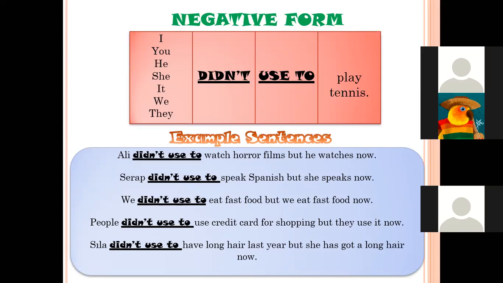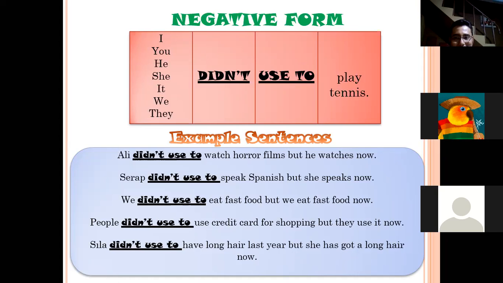Then we have Mary Viera, can you read number three? Hola, hola, no? All right, Mary, can you read number three, please? No? All right. Amy Elias, can you read the next one, number three? We didn't used to eat fast food, but we eat fast food now. Very good. And it's delicious.